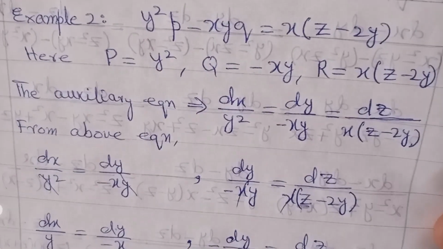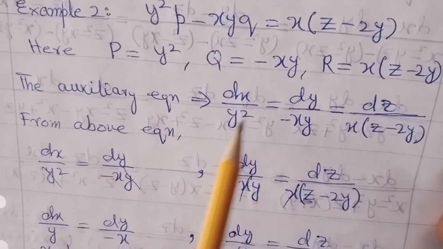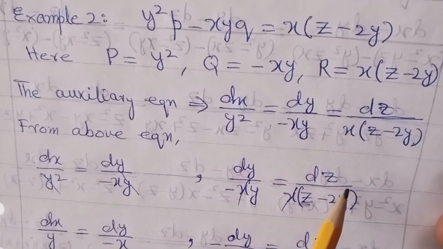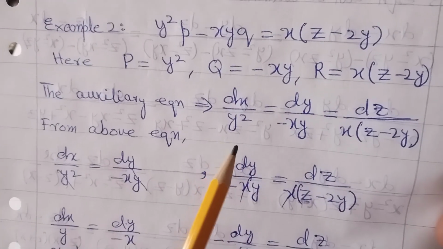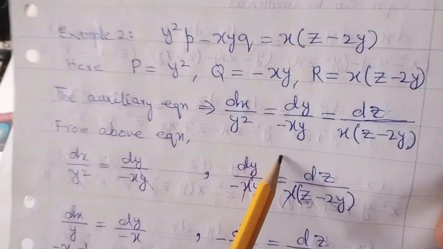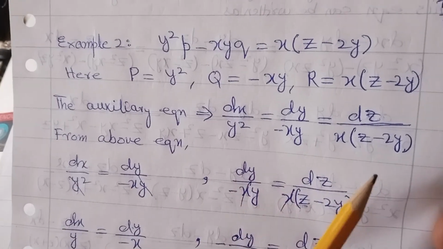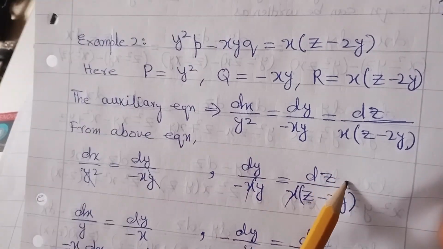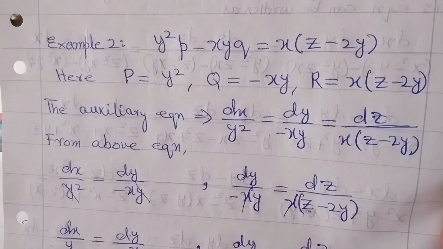Now by using the auxiliary equation, it can be written as dx upon P is equal to dy upon Q is equal to dz upon R. So the value of P is y square, and the value of Q is minus xy, and the value of R is x times z minus 2y.